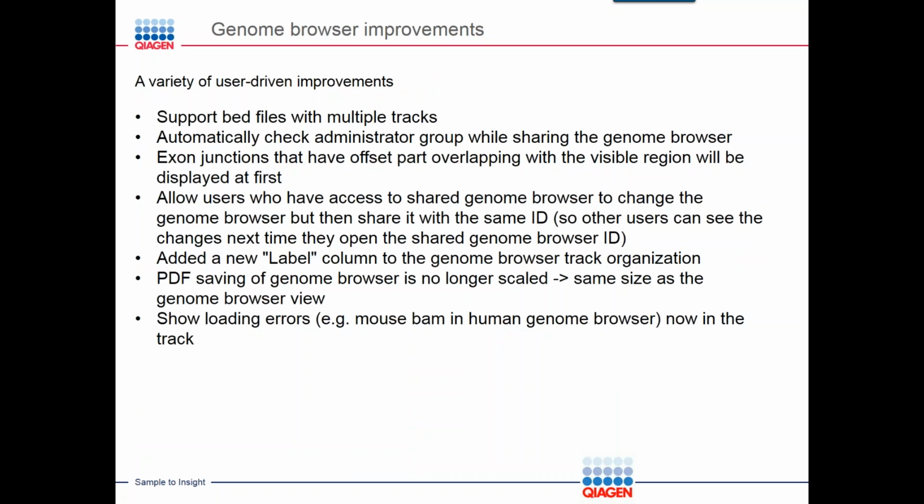Plus, a lot of those very user-specific improvements, such as, when we share Genome Browser, can we allow users to keep the same ID so that the other users cannot see the changes next time they open the shared Genome Browser ID? Or sort the exon junctions in a way that the overlapping of the visible region will be weighted? Or what happens when the user accidentally puts a mouse down in a human genome browser? So a lot of features have been improved based on user requests.